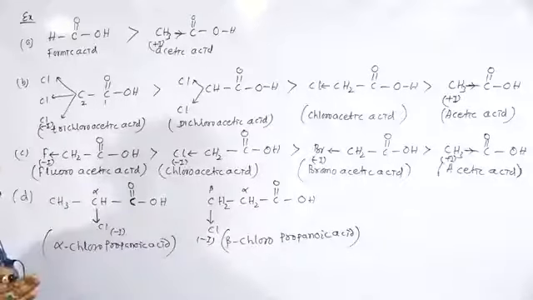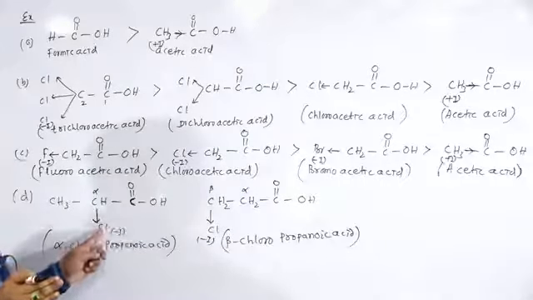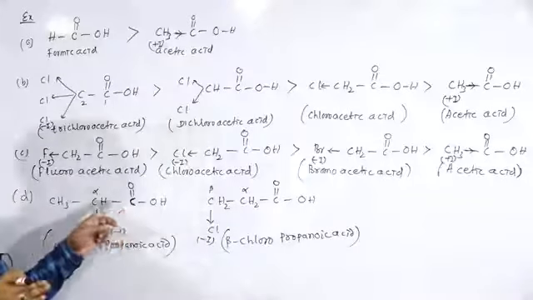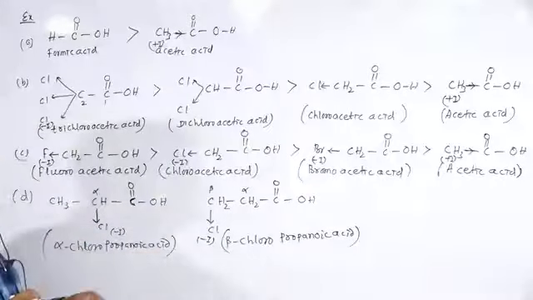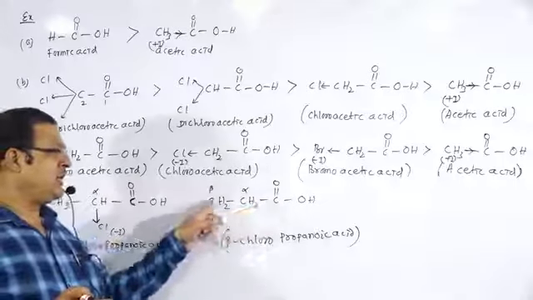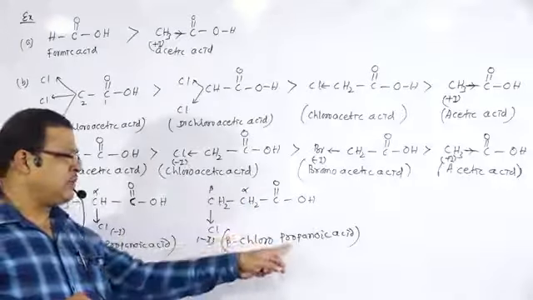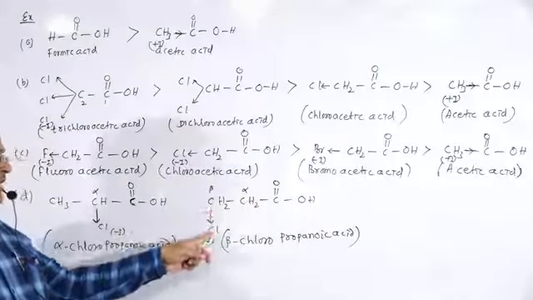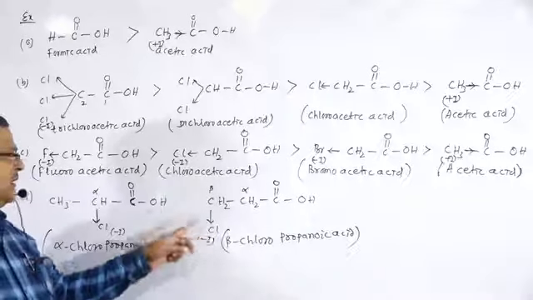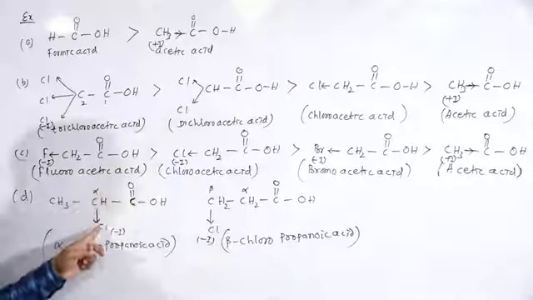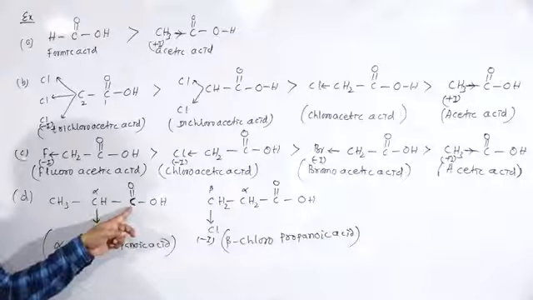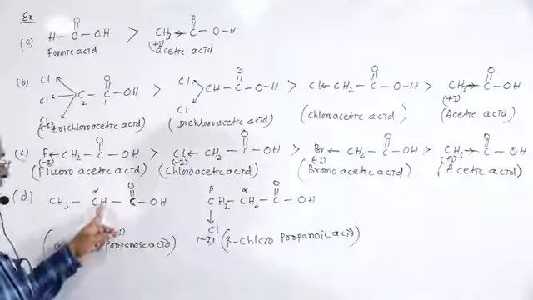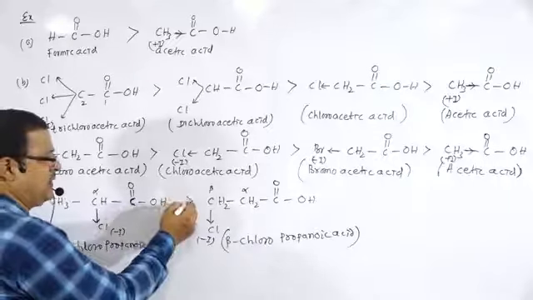So if we take alpha chloropropanoic acid, or by the IUPAC name 2-chloropropanoic acid, numbered 1, 2, 3, and 3-chloropropanoic acid, that is beta chloropropanoic acid. In one case the minus I group is at a far distance, and in the other case the minus I group is near to the COOH group. Therefore, the acidic behavior of alpha chloropropanoic acid will be more as compared to beta chloropropanoic acid.